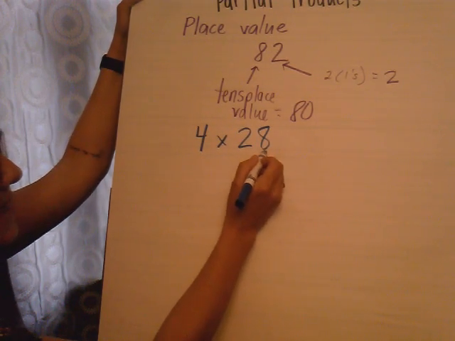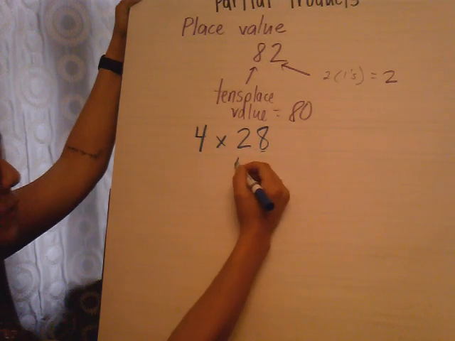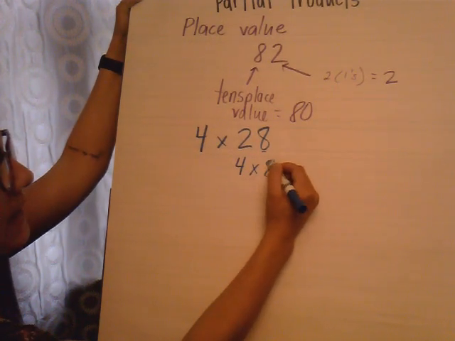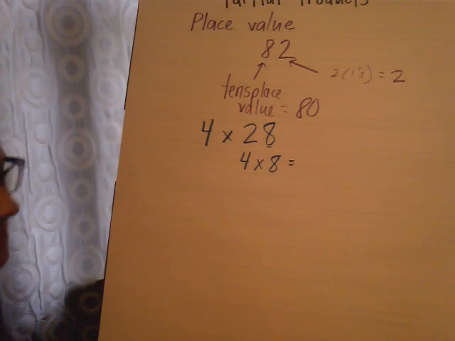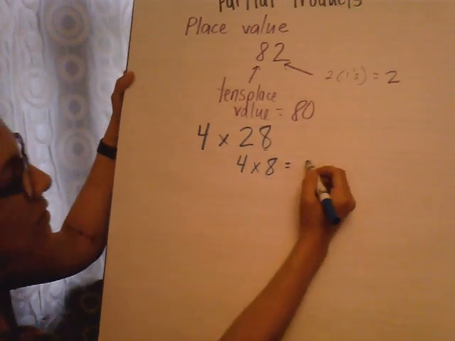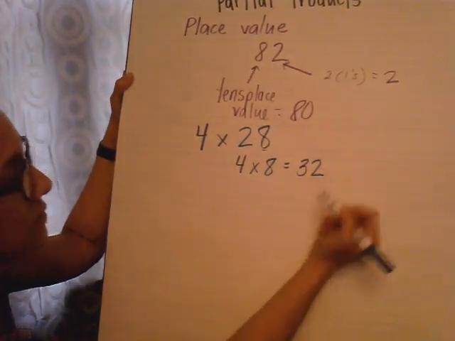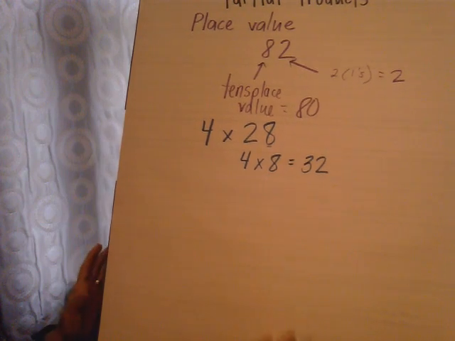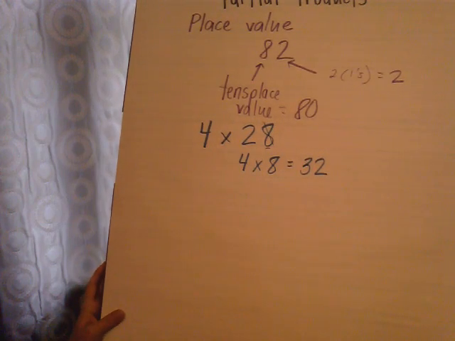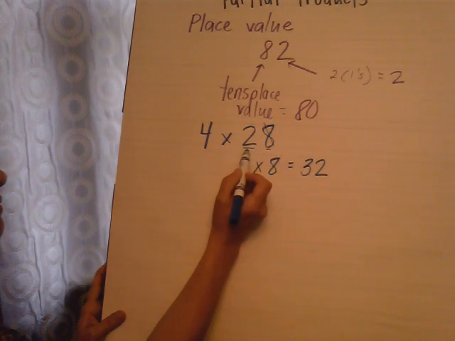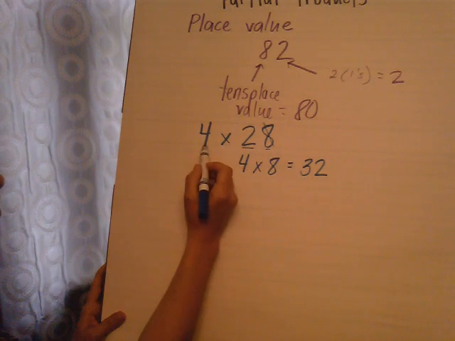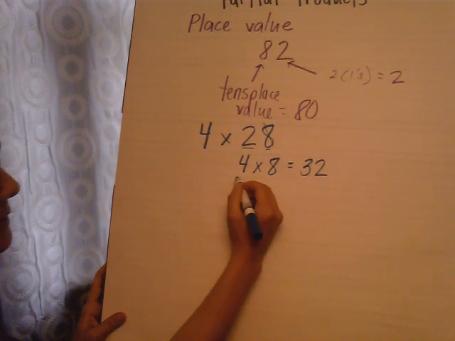We know that the 8 is the ones place value. So we could do 4 times 8, okay? Who knows their multiplication? What is 4 times 8? I wish you could answer me. But 4 times 8 would be 32, right? Then, I'm just going to cross out the 8 because we're done with it. The 2 is in the tens place value. So that's 2 tens or 20. So now I'm going to do 4 times 20.